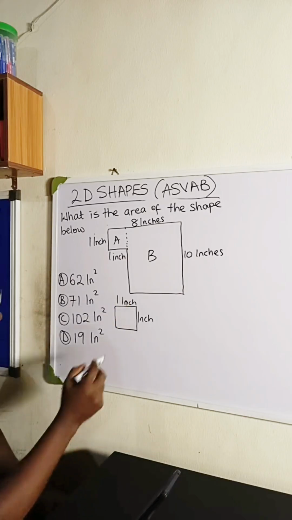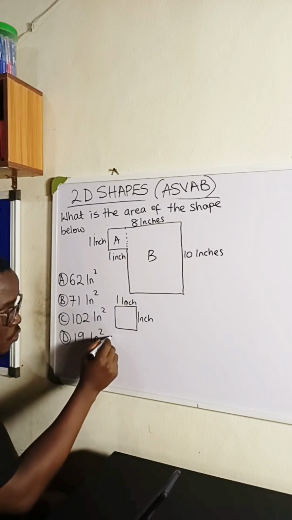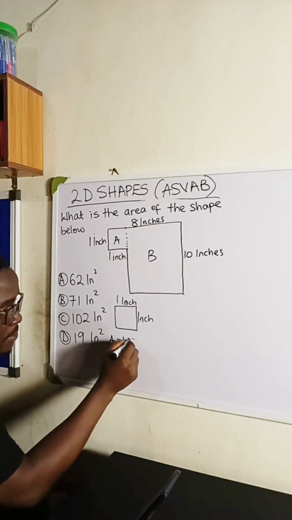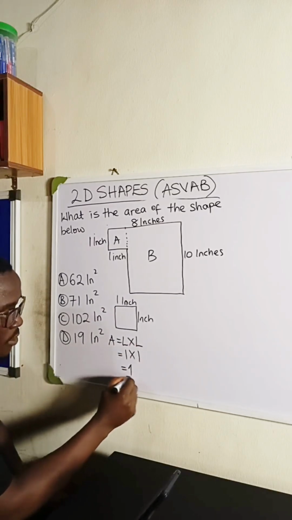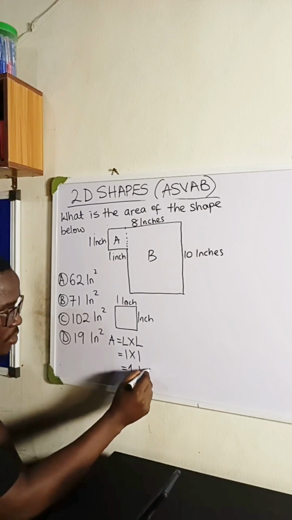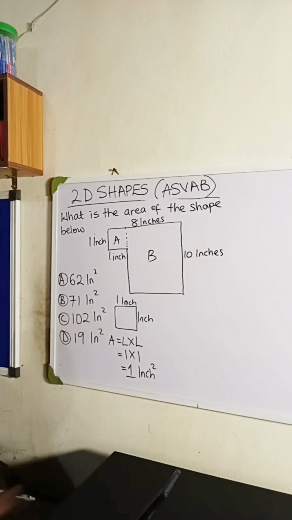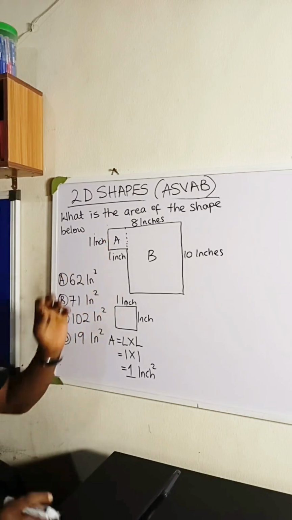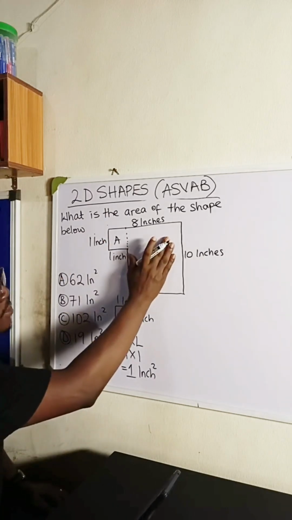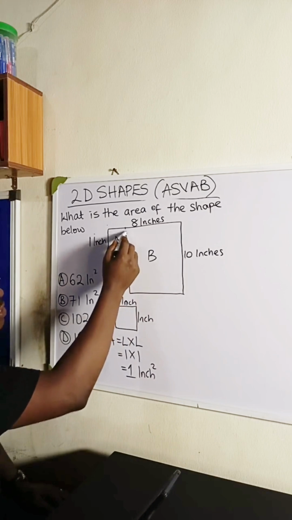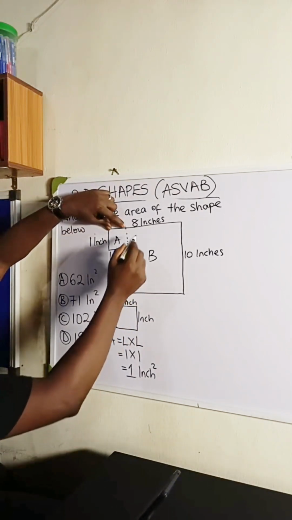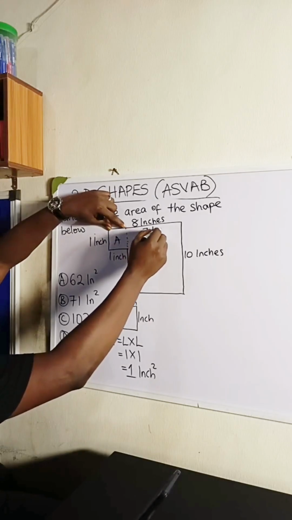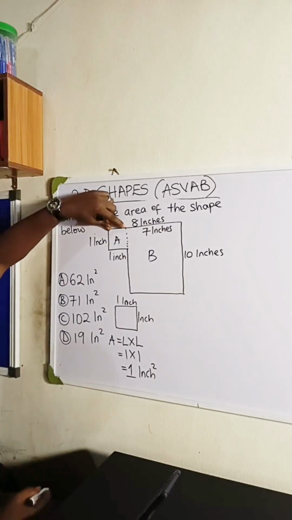So what we are going to do is calculate the area of this side. The area of a square is equal to length times length, which is 1 times 1. That gives us 1 square inch. That's the area of this portion. Now let's focus on this side. If you look at this area B, remember 1 inch is out. So what will be left here is 7 inches, because 1 is out.